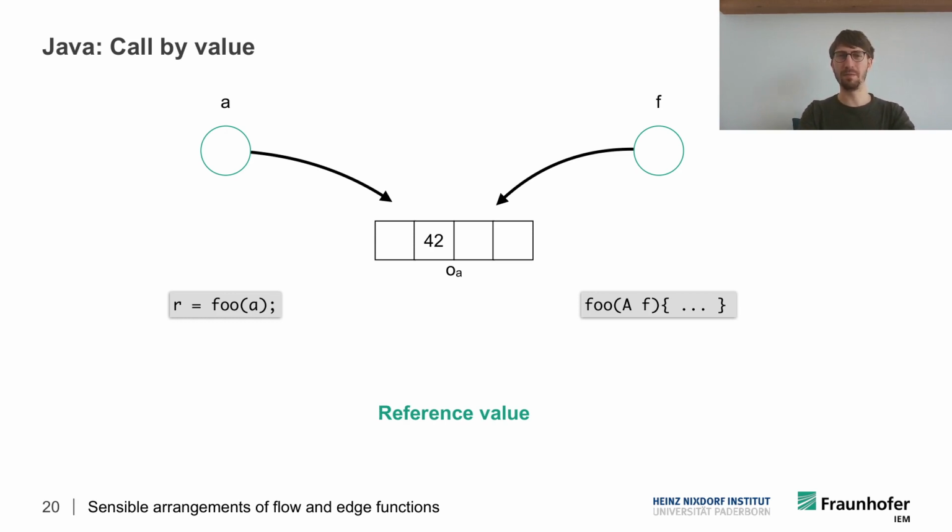Another aspect worth mentioning here is that those fields could also hold references to other objects. So if the method foo has some data flow effect on one of the transitively referenced objects below, then of course those effects will also be visible from a by just traversing this access path here.